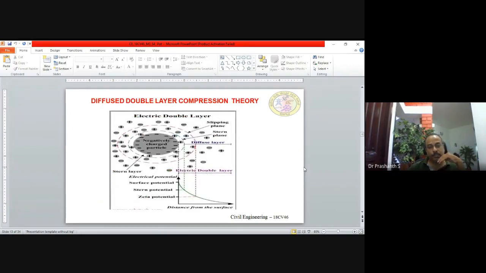This is the diffuse double layer compression. An electric double layer is there. If you see the figure, the particle is a negatively charged particle, and on the surface of this one you have a stern plane, positive charge, and a stripping plane. So when a coagulant is added, how is it going to have an impact on the negatively charged particle, which does not stick with any other particle and does not settle down also? What will it do?